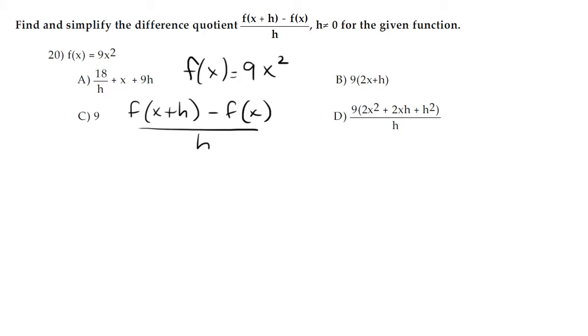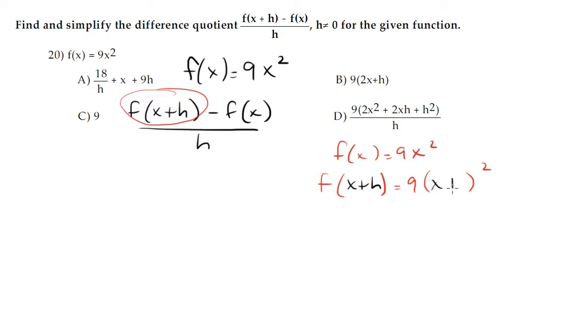So first, let's evaluate f of x plus h. I'll do it on the side here. If f of x equals 9x squared, and we're evaluating f of x plus h, that means everywhere there's an x, I'm going to replace that x with x plus h.